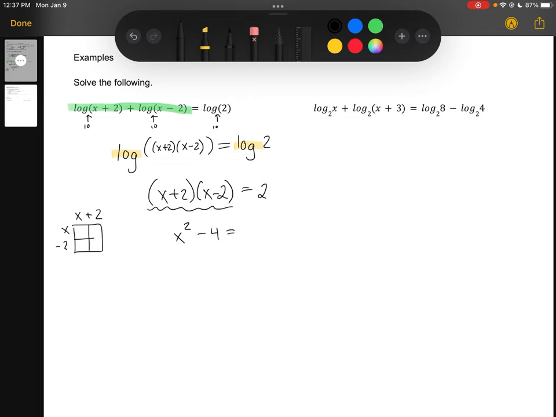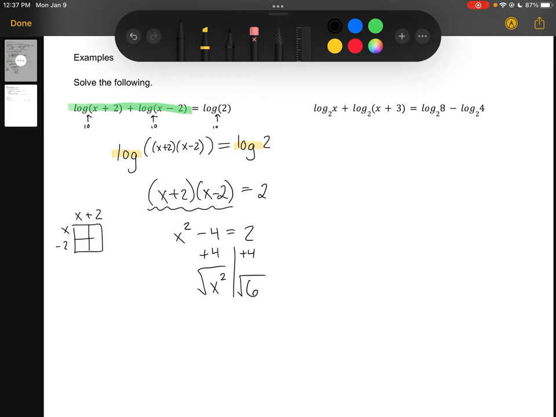So here we'll get x squared minus 4. And then we just continue to solve. There are a couple of different options to solve this one: completing the square, quadratic formula, box method. We can even take our 4, move it over to the other side, and get x squared equals 6.